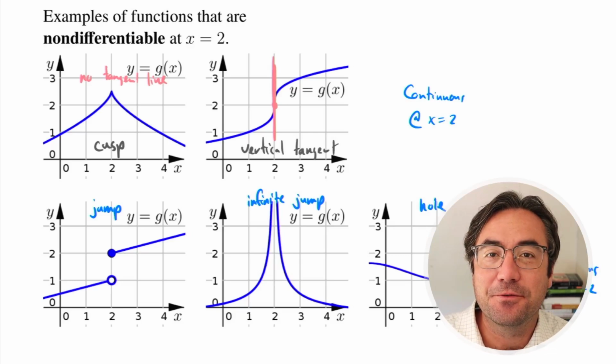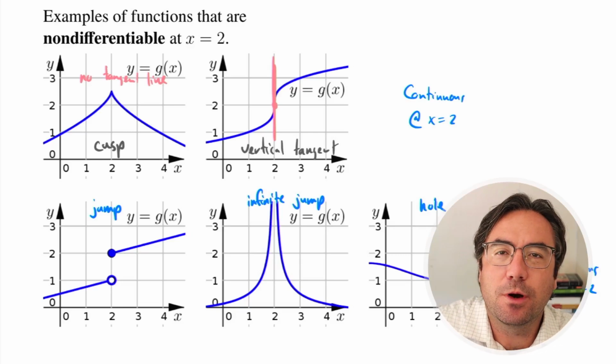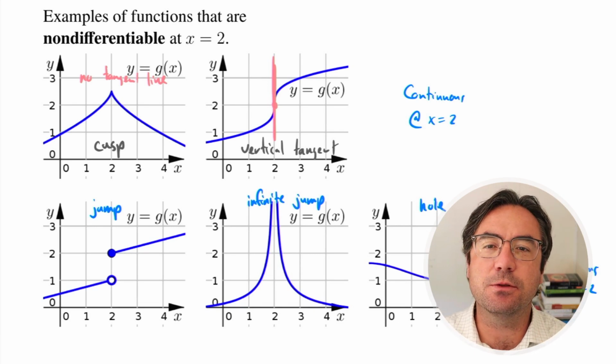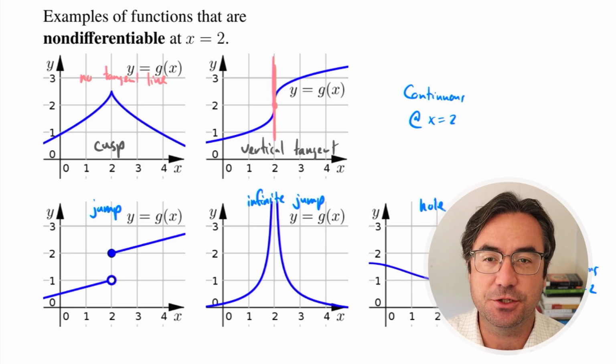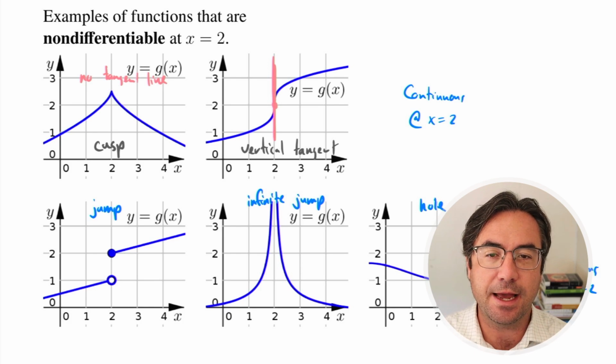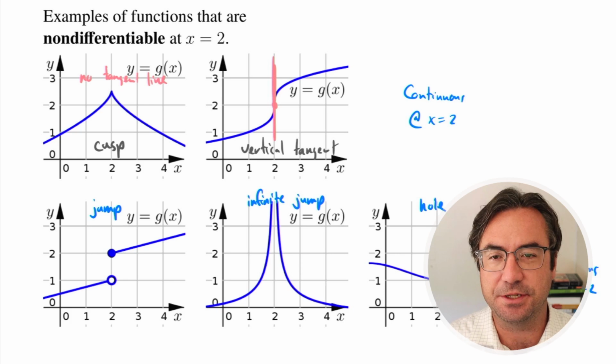Welcome, everyone. For today's prep, I want to pick up where we left off in class. What we were doing in class is we were looking at some examples of graphs of functions that all have a non-differentiable point at x equals 2. And there are kind of two categories here.